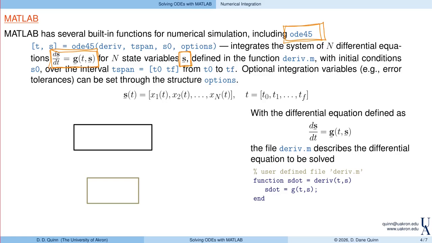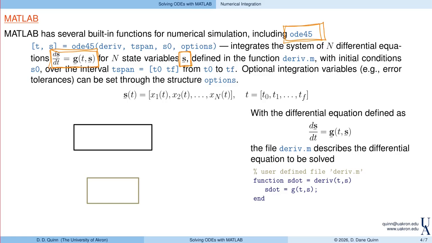And that file name goes in the first argument. We also need to know initial conditions. So here, S0 would be the initial value of the state variables. And of course, we need to tell MATLAB how long we want to simulate for. So tspan tells us the interval over which we simulate, from t0. It doesn't have to be 0, but typically is, to some tf, t final, or some t max.